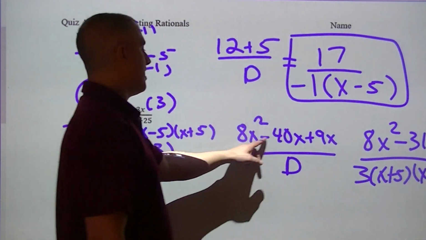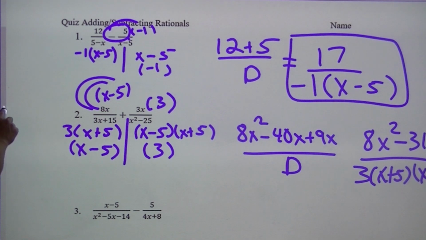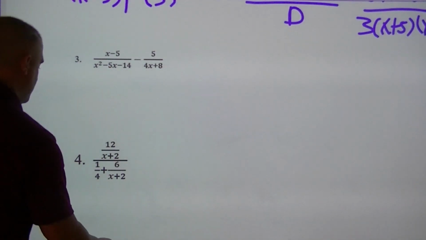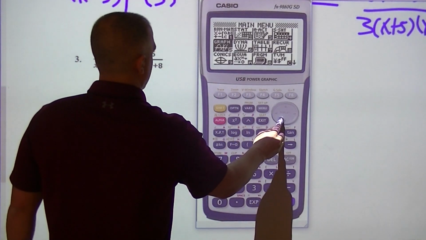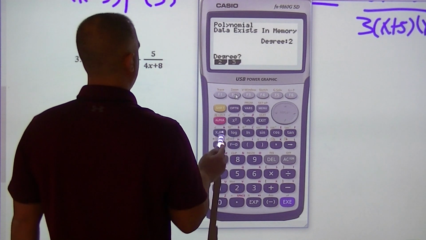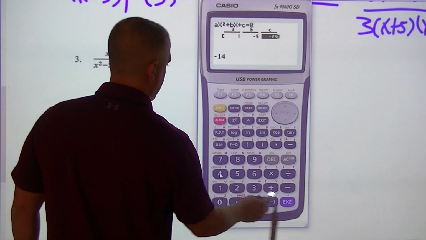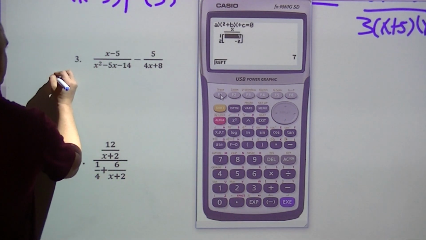Okay? What I saw is a lot of people made this x or they left this off. You've got to make sure your variables are right. Okay? Third problem. You're going to have to do equal for that one. Okay? Polynomial, degree 2, coefficients 1, negative 5, negative 14. That's going to be x minus 7 and x plus 2.